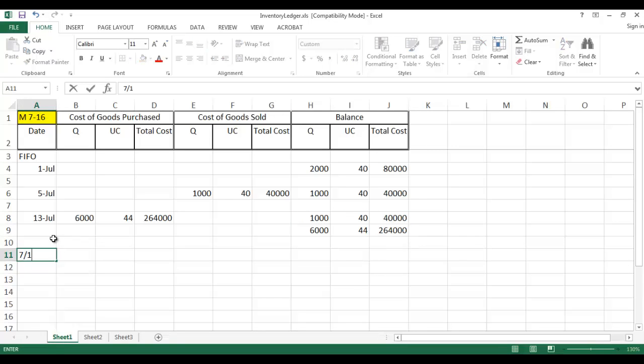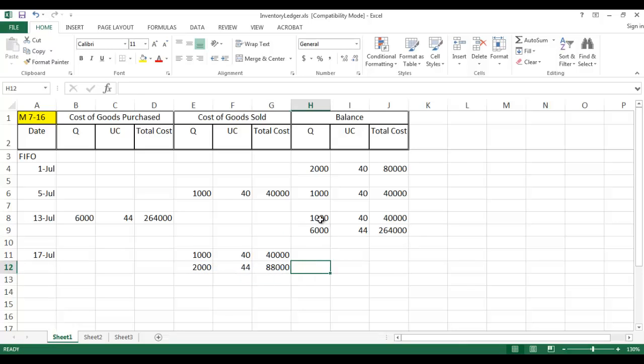On July the 17th now, we sold 3,000 units. So FIFO, first in, first out, means I assume I sold my oldest units, and I need 3,000 total. So my oldest in order are the 1,000 at 40 here, so those are all gone now. And I still need another 2,000 units to get my total of 3,000 sold. So 2,000 have to come from this only other group we have at $44. Total cost 88.